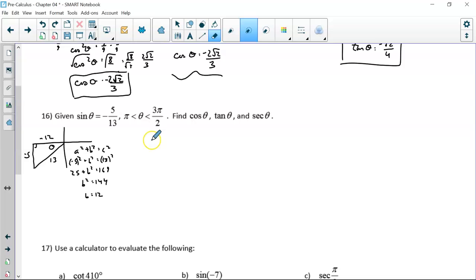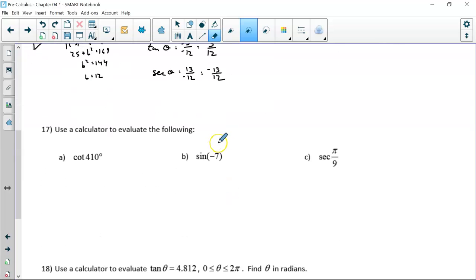So now to find the cosine of theta, cosine, adjacent over hypotenuse, it's going to be negative 12 over 13. Done. Tangent of theta, opposite over adjacent, negative 5 over negative 12. It's a positive 5/12. And the secant of theta is the reciprocal of the cosine. It's going to be 13 over negative 12, or negative 13/12. And there we have it.